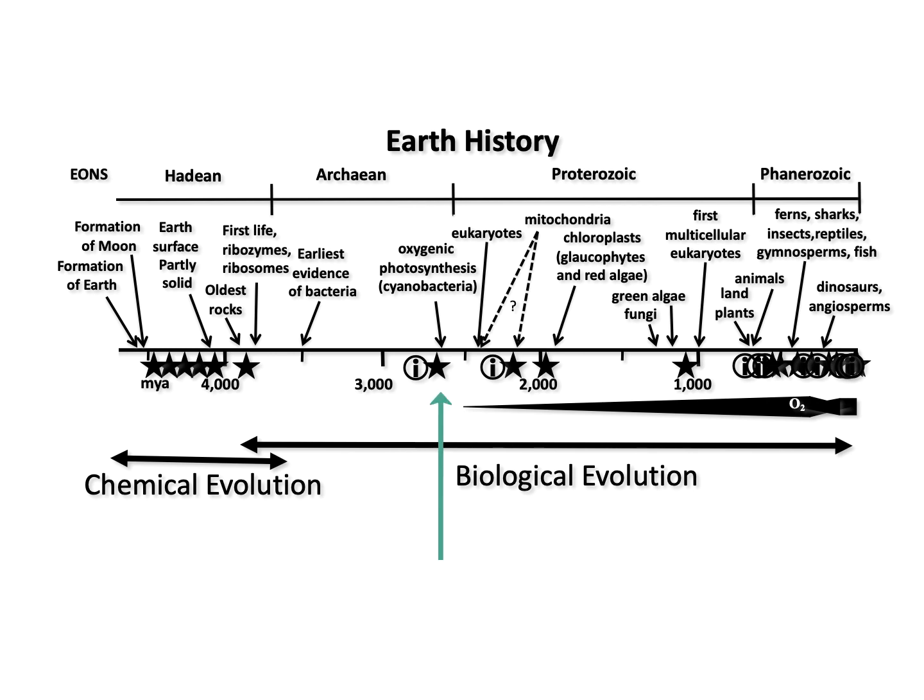Oxygenic photosynthesis started about 2.7 billion years ago. So before that, the atmosphere was reducing, and then after that, it was full of oxygen, so it was oxidizing. And then around 3.5 billion years ago, the first evidence for bacteria. The first life, ribozymes, between about 3.8 and 4.2 billion years ago, and then the formation of the Earth about 4.55 billion years ago, and formation of the Moon about 4.3 billion years ago.